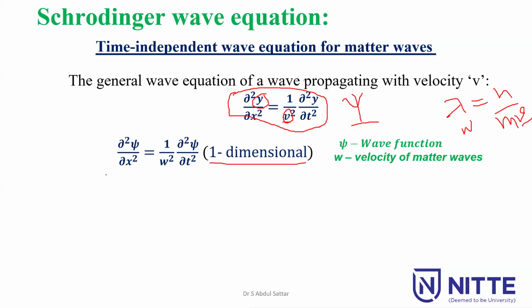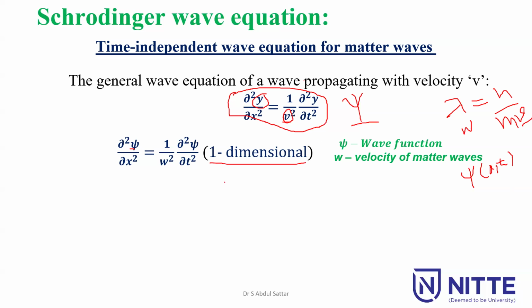In the three-dimensional case, we get dou square psi by dou x square plus dou square psi by dou y square plus dou square psi by dou z square. In the one-dimensional case, psi is a function of x and t. If we take three dimensions, then psi is a function of x, y, z, and t.